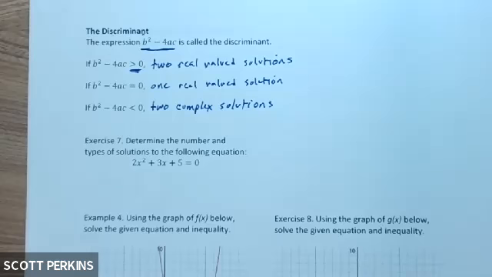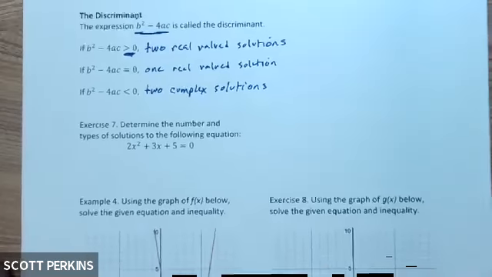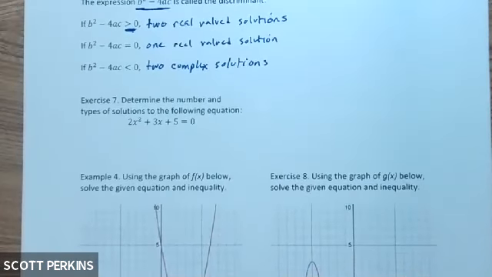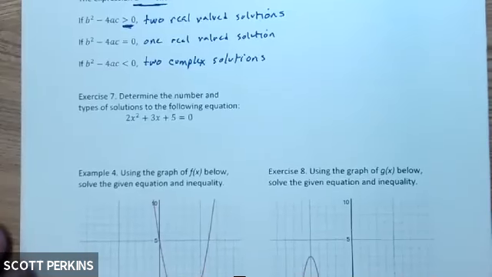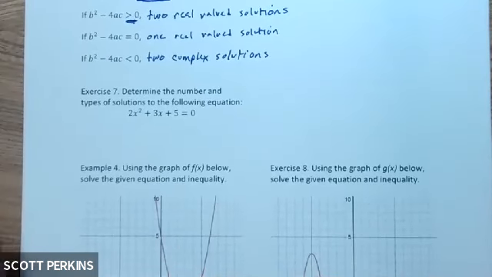You just got to remember that it's the thing underneath the radical. So if you would, for me, exercise 7, I've given you a quadratic, and I just want to know what kind of solutions exercise 7 has. You do not need to find them. You just need to evaluate the discriminant for me, please.